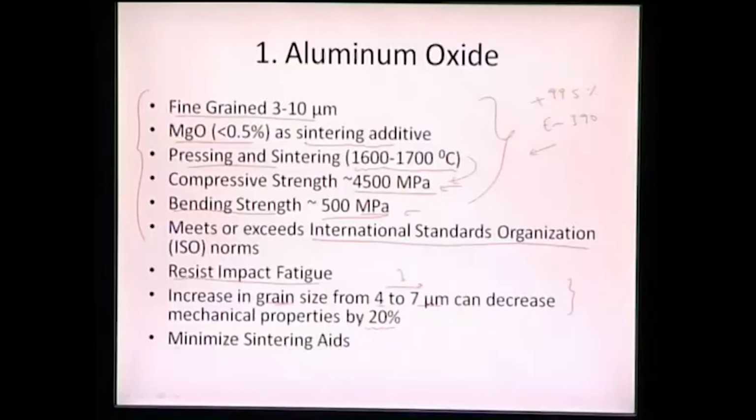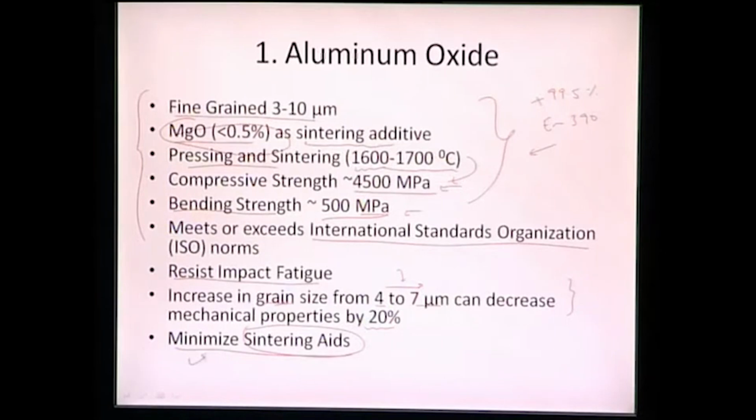At the same time, we have to minimize the sintering aids. We are adding magnesium oxide as a sintering additive, so that we can achieve sintering at a much lower temperature. And we need to minimize the sintering aid, because we also want to keep aluminum oxide as pure as possible. So that is the overall deal, that we want to minimize the sintering aid.